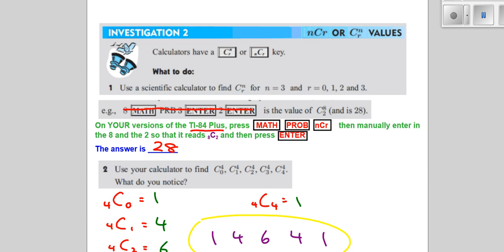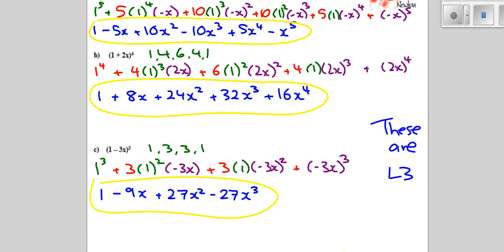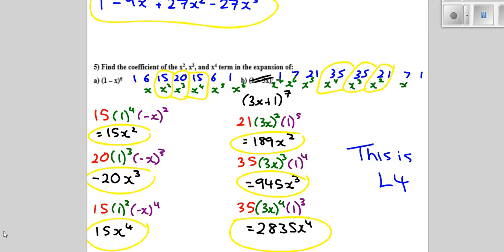So this one, as I said, is like lesson 1. These are, sorry, lesson 3. So from lesson 1, these things are like what lesson 3 is like. These ones are what lesson 4 is like. Lesson 4 is just when you're finding a single term in the binomial expansion as opposed to doing the entire thing. So you've already got a head start on everything.